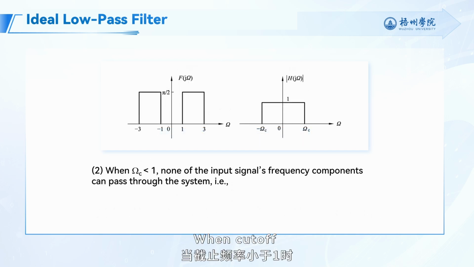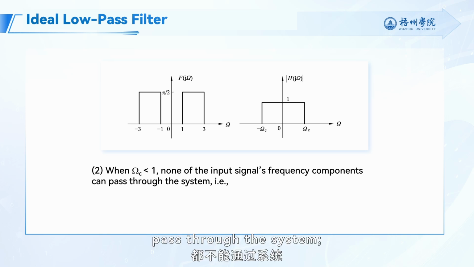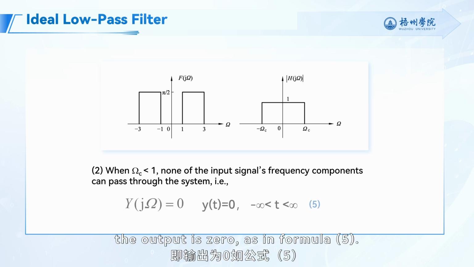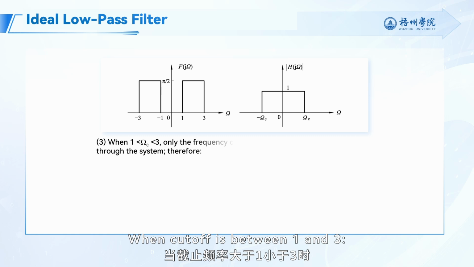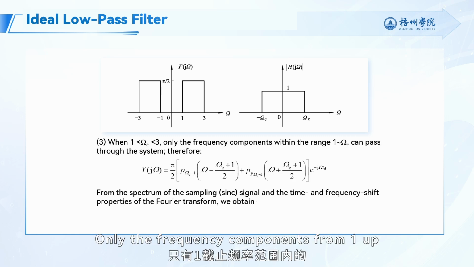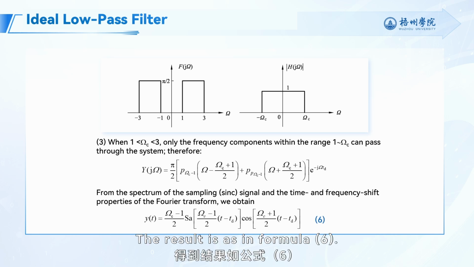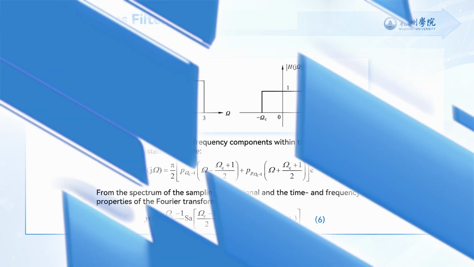When cutoff is less than 1, none of the frequency components of the input pass through the system. The output is 0, as in formula 5. When cutoff is between 1 and 3, only the frequency components from 1 up to the cutoff frequency pass through the system. The result is as in formula 6.